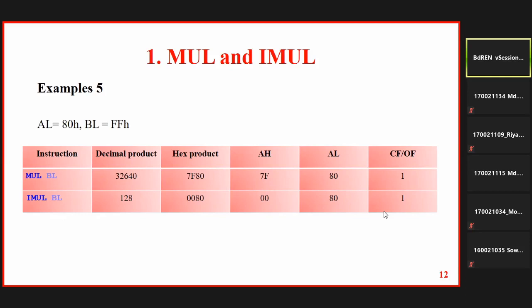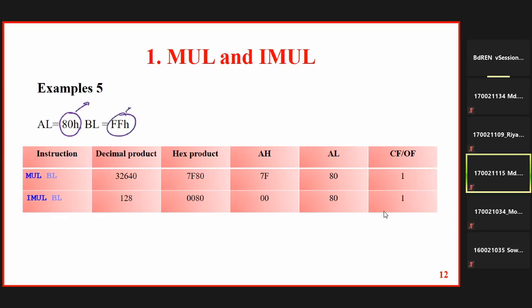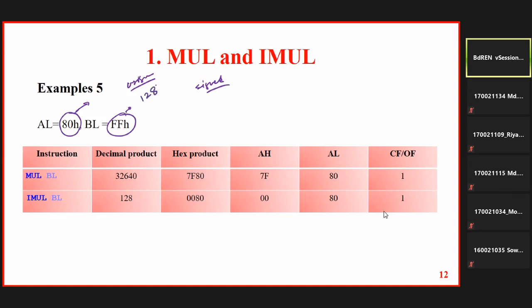Okay, so in this case, 115, are you there? Yes, sir. So can you tell me what the values are for these two, the unsigned case and the signed case? Sir, I'm not sure. You're not sure? Do you have the converter? I don't have it opened. Okay. So basically, if I'm not wrong, 80H in the unsigned case is 128, and this is 255. This is BL and this is AL.